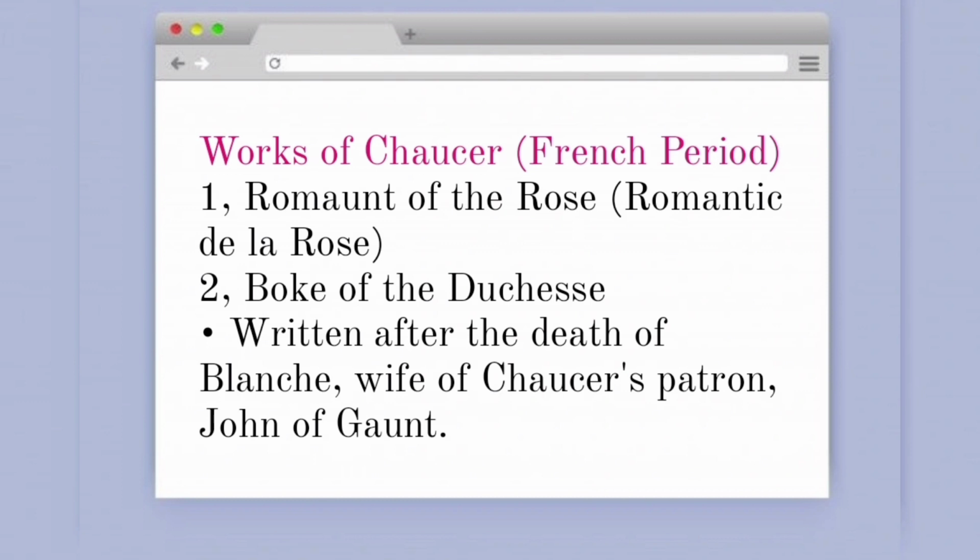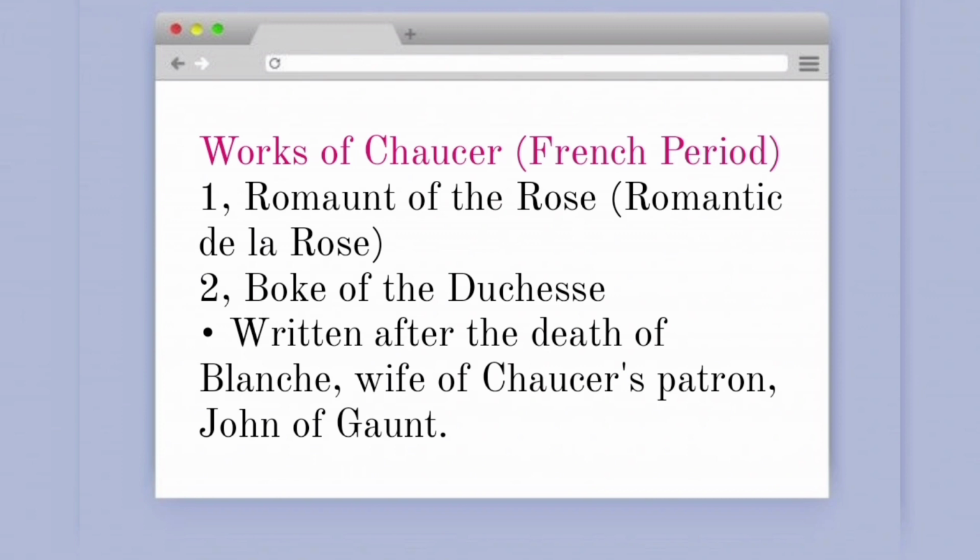One is Roman of the Rose and the other one is Book of the Duchess. Roman of the Rose is actually an allegorical representation where the rose is associated with a lady's beauty, and all the feelings such as love, hate, envy, jealousy, idleness, sweet looks, all these feelings were allegorically represented. So it's all about an allegorical poem.